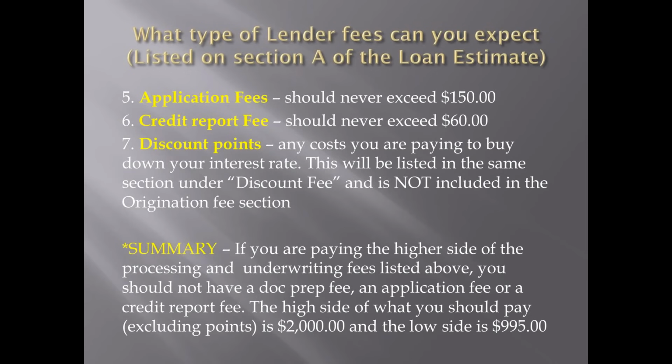So definitely understand the difference there. Discount points are something you would pay for getting a lower interest rate below what's called the lowest par rate, which is the lowest offer rate before you start paying points that cover the lender's compensation. Now, a summary of this. If you're paying the higher side of the processing and underwriting fees listed above, you should not have a doc prep fee, an application fee, or a credit report fee. The high side of what you should pay, excluding points, would be $2,000. The low side is going to be $995.